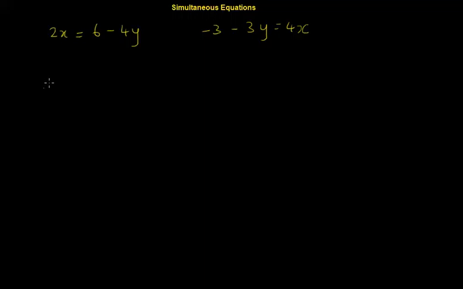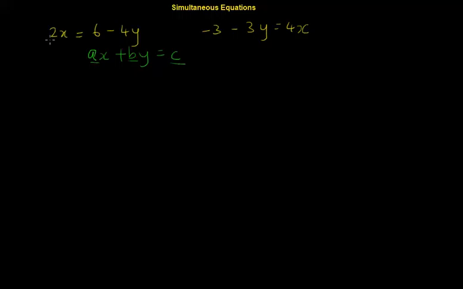Alright, in this video I'm going to show you how to solve simultaneous equations using the elimination method. So in this example we have 2x = 6 - 4y and -3 - 3y = 4x. The first thing we need to do in order to solve these is to rewrite them into this form: ax + by = c, where a, b and c are integers.